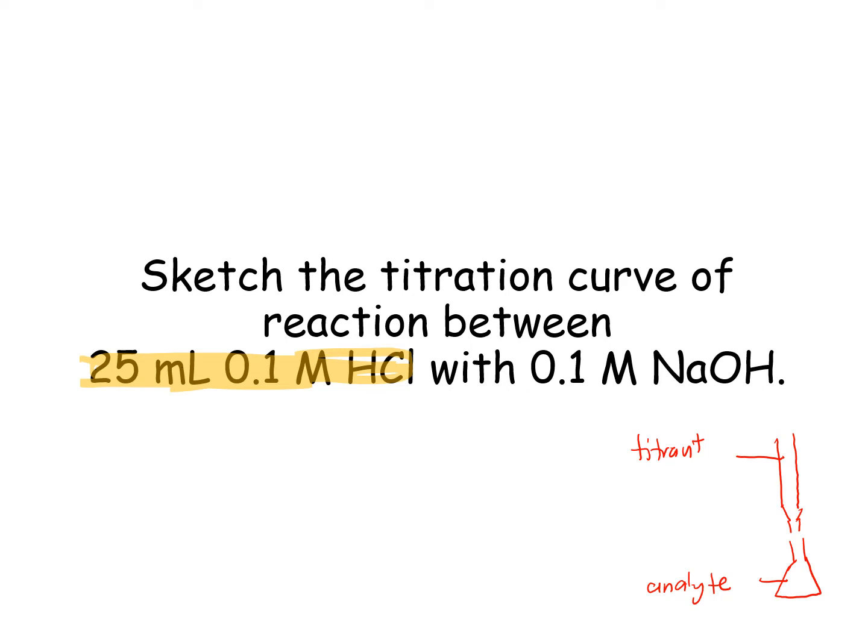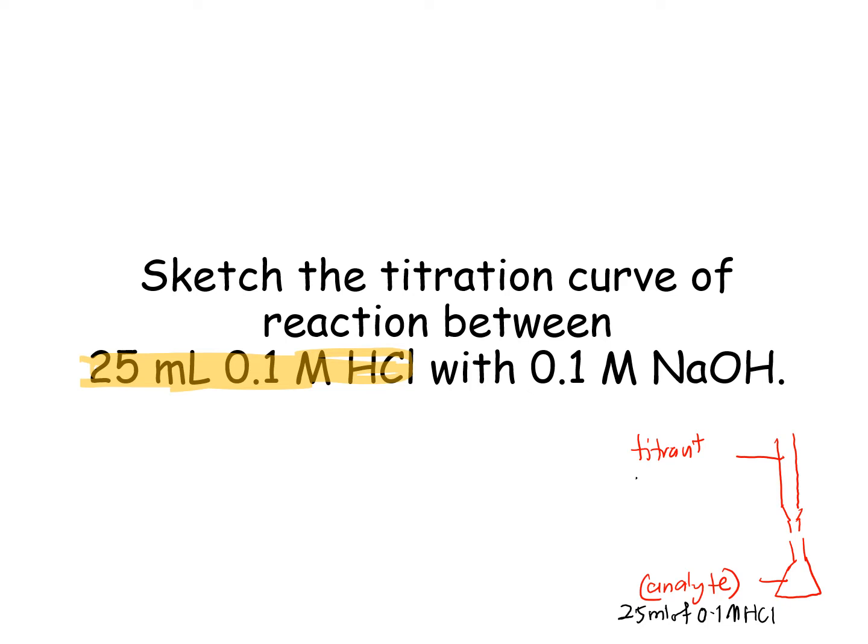Why? Because we put the fixed value inside our conical flask. So inside our conical flask, you can already label what we have: 25 ml of 0.1 molar HCl. Why is it important to know? Because the first step, we want to know the initial pH. The initial pH is based on whom? The analyte. So once you determine your analyte, the other one is confirmed to be the titrant.